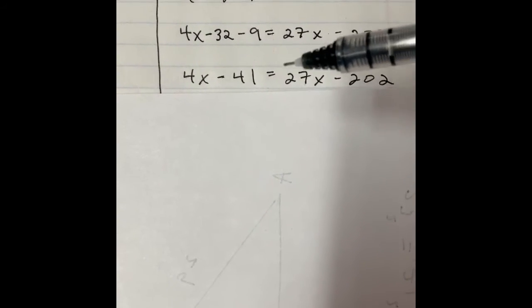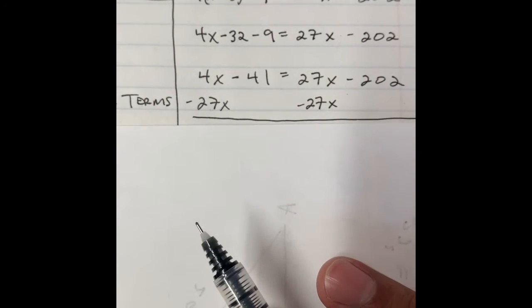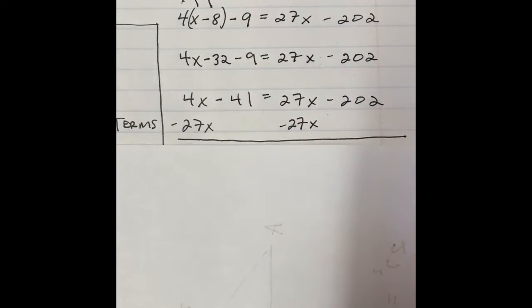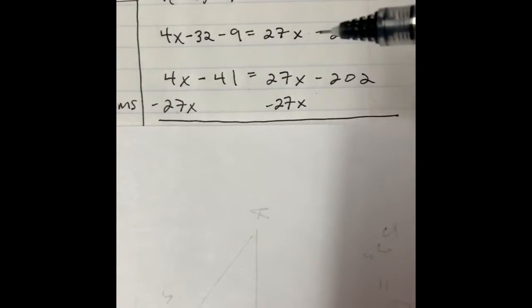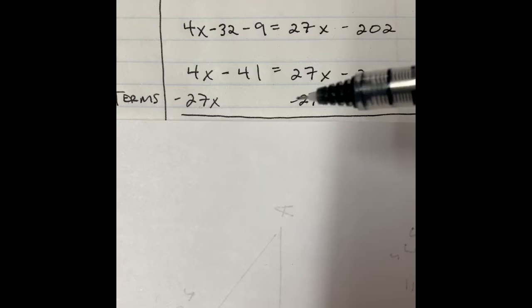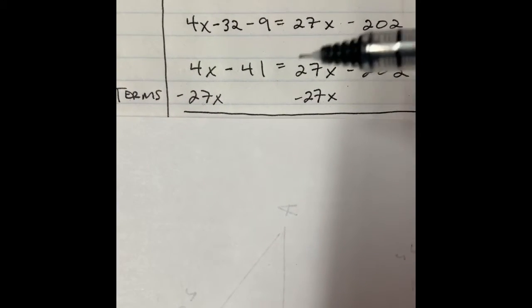Well, the only way I can eliminate it is to actually show the opposite, right? Negative 27x would be the opposite, and I'm going to show that on both sides. Now that line is just an organization line. All this is telling me is that it's like an addition problem. If I do 27x and combine it with a -27x, that is 0. So this position right here is going to be empty.